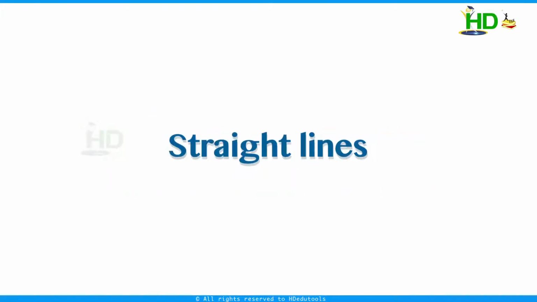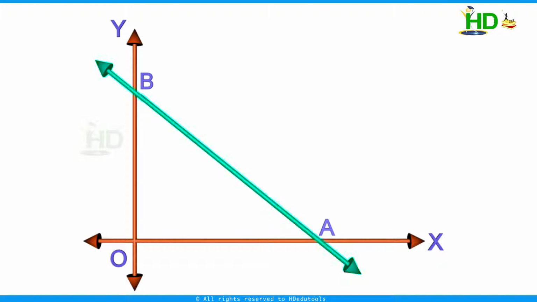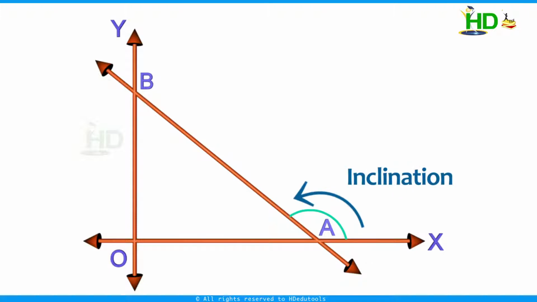And now we discuss straight lines. Already you learnt about straight lines, line segments, and lines in our previous classes. Suppose we consider a straight line as shown in the figure. The angle made by the straight line with the positive direction of the x-axis in the anti-clockwise direction is called inclination.